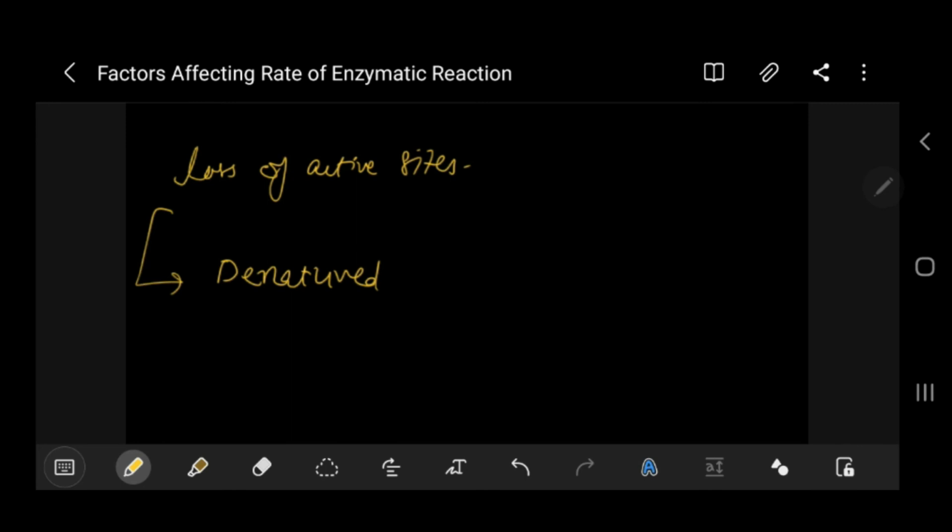Further, the substrate molecules are unable to bind to the active sites because the enzyme is denatured. There are no proper active sites, so there's no formation of enzyme substrate complexes and hence no products. Once the enzymes become completely denatured, there's generally no renaturation. They cannot be restored.